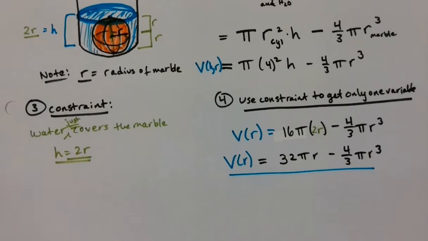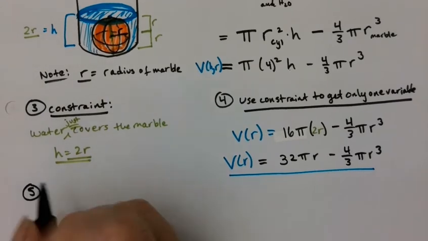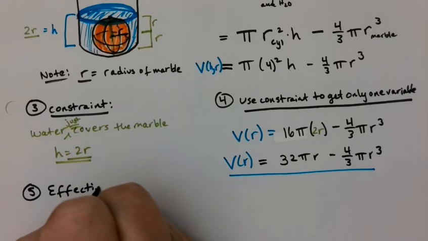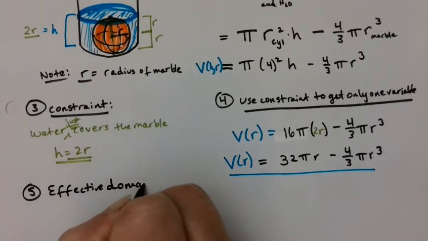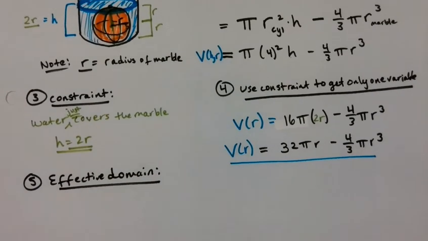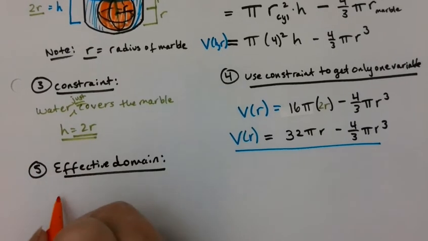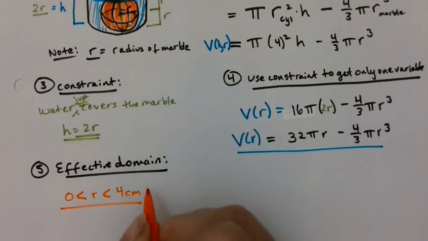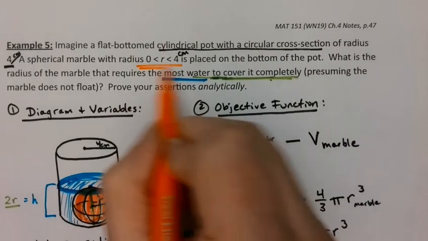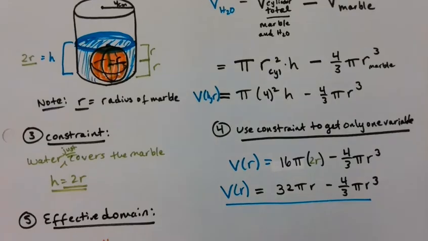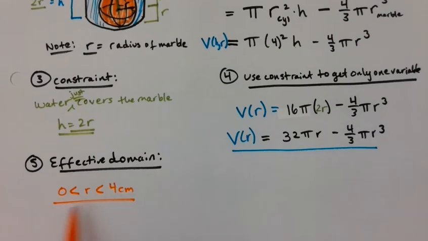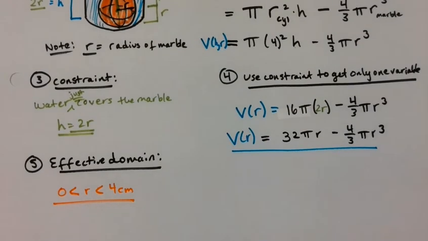Beautiful. The effective domain is particularly easy on this one because it was given to us in the problem. For the effective domain, I'm going to reverse the normal colors that I've been using. I'm going to use orange for this one. 0 is less than r, which is less than 4 centimeters. It was given, it's right here. But it made sense to make my objective function in blue because we're talking about water. So now my domain is in orange this time.